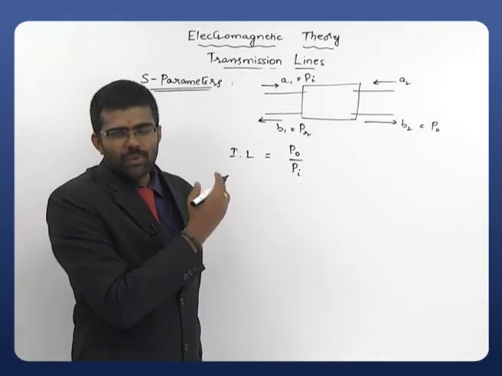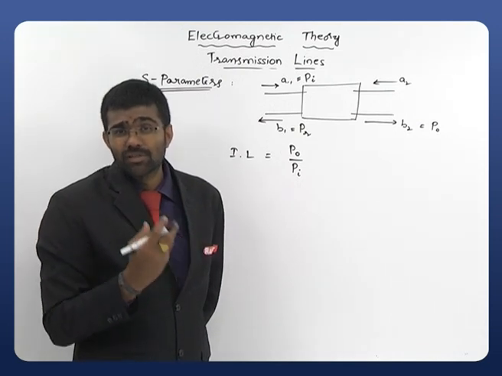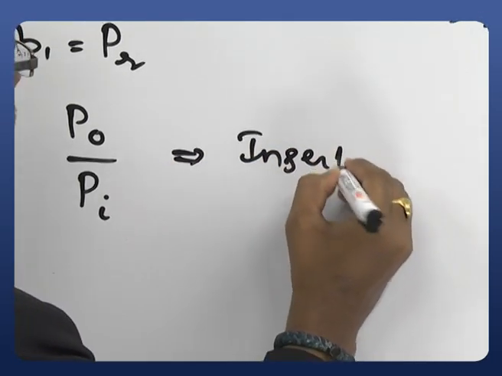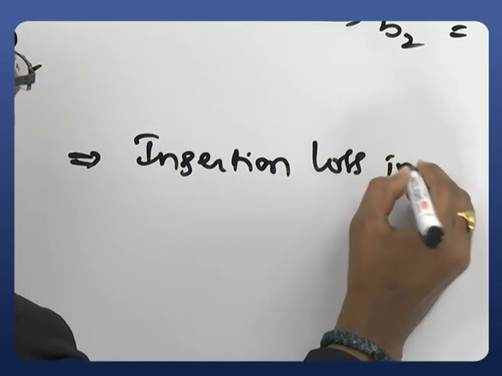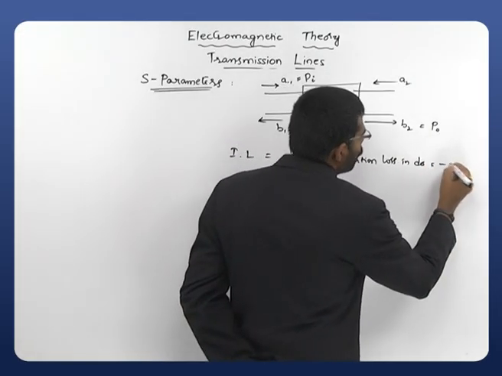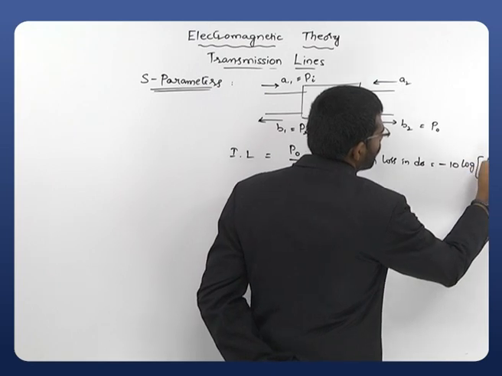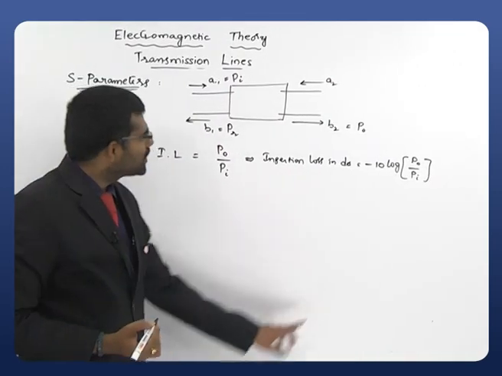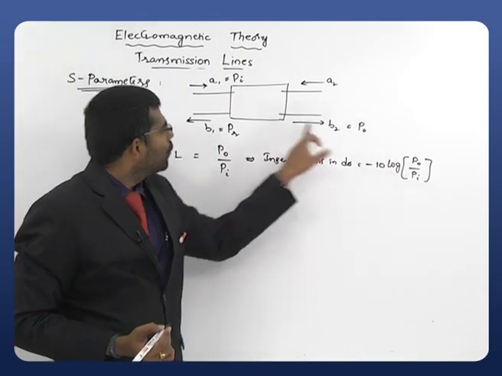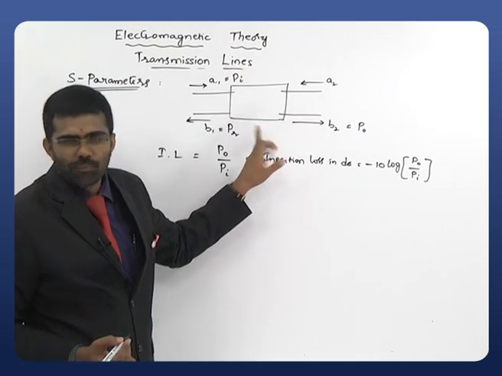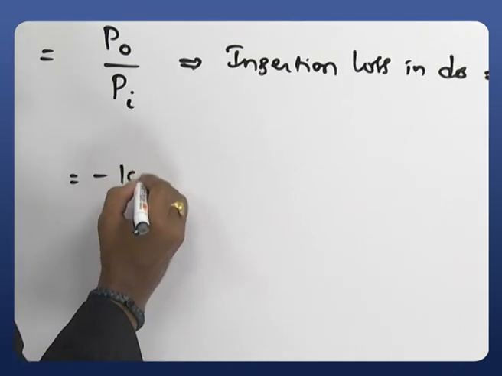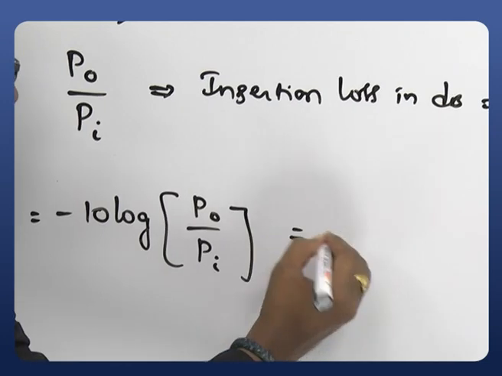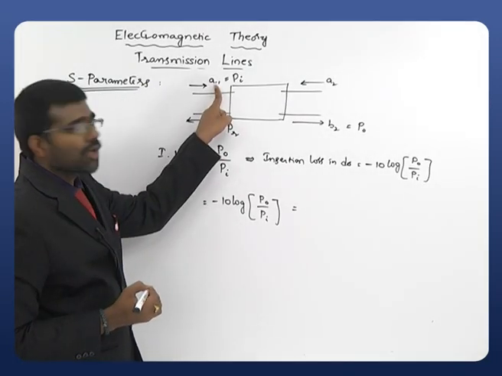Now I want this in decibels. The loss is always calculated in decibels, which is most convenient for us. So the insertion loss in dB is equal to minus 10 log, what is the basic formula we have? P0 divided by Pi. Now I will try to correlate this equation with the help of all these waves that we have. Which is equal to minus 10 log P output by Pi. Here we are clearly using powers, but the parameters we have are the waves.